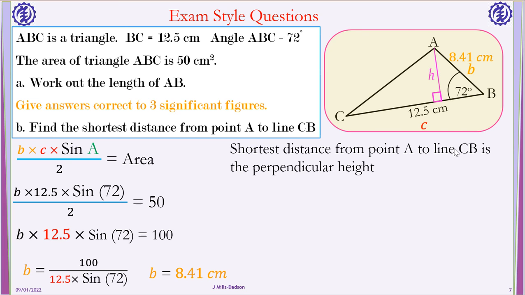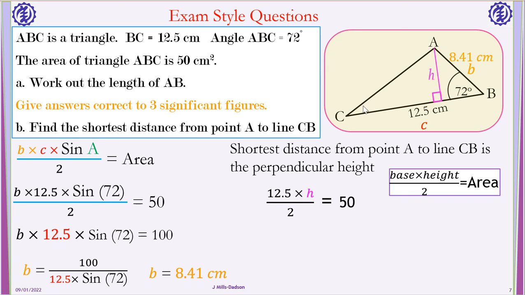Now you need to recall the normal formula for the area of a triangle: height times base divided by 2. You know the base is 12.5. The height we don't know, so we call it h. All divided by 2 should be equal to the area, which was given in the question as 50. So this is how you set it up.